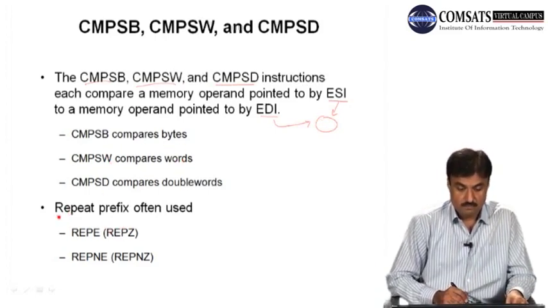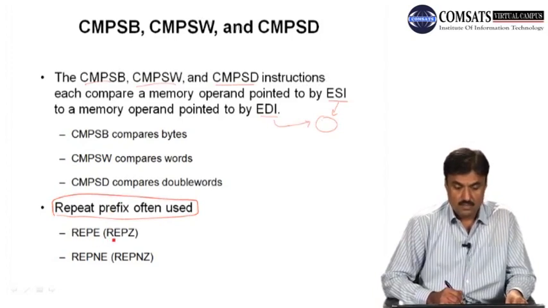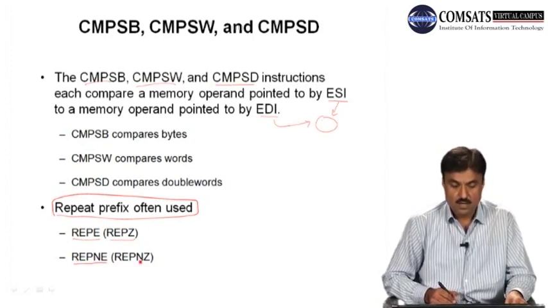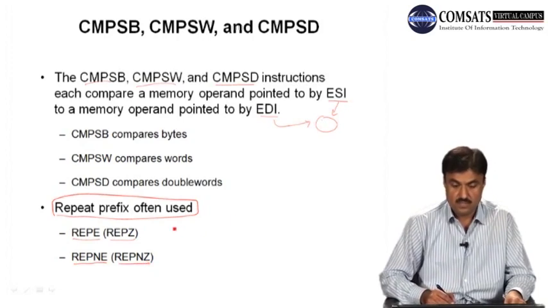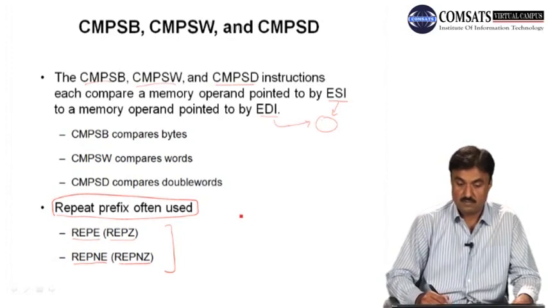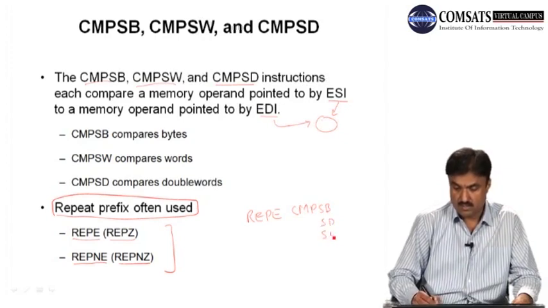So there is a repeat prefix. Repeat prefix will be used. Either we can use repeat equal or repeat zero, so it will repeat until they are equal, or repeat not equal or not zero. These are the prefixes that we will use along with compare SB, so repeat equal or repeat Z, compare SB or SD or SW and so on.